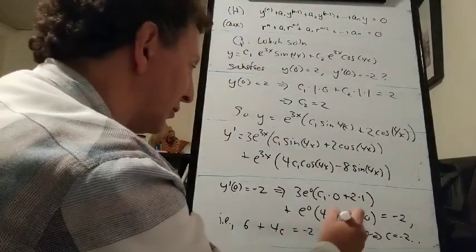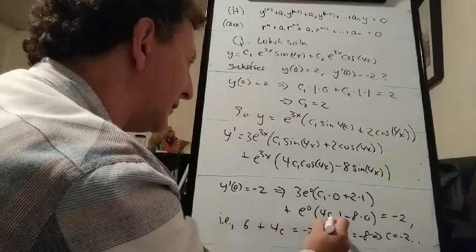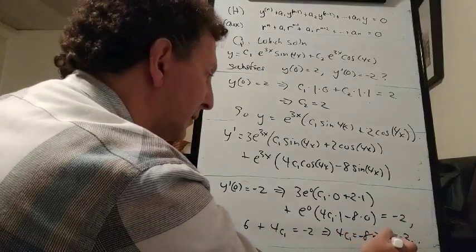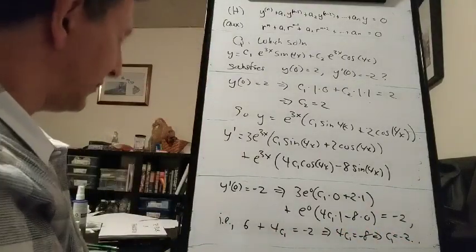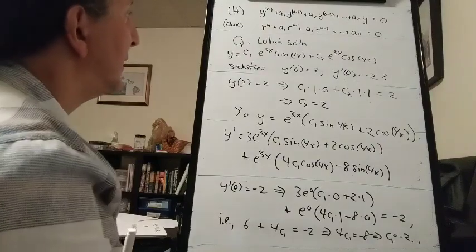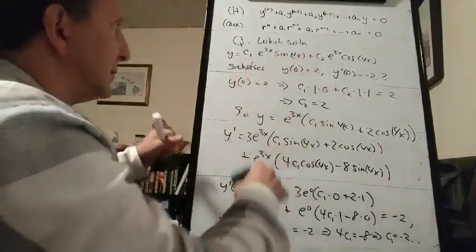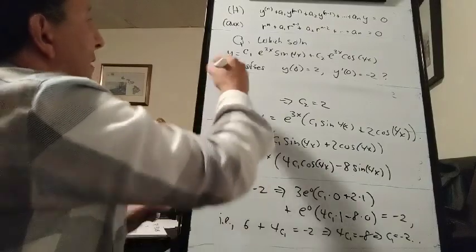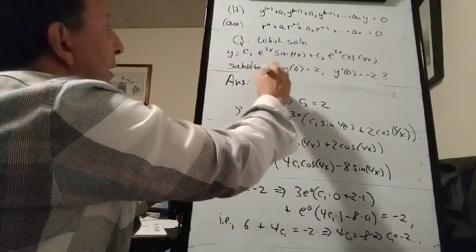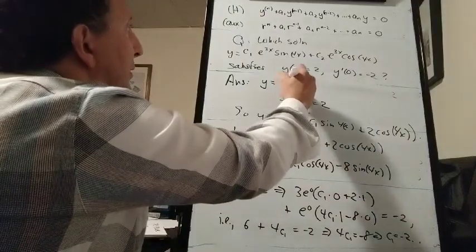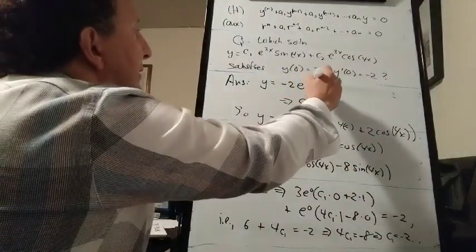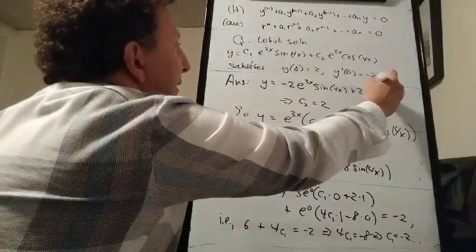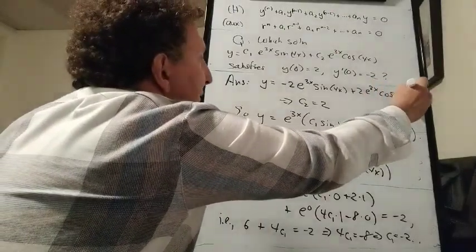Oops, well, this is c2. Oh wait, we solved for c2 before. This is c1 where I forgot the subscript. So c1 is negative 2. So the solution is y equals negative 2 e to the 3x sine of 4x plus 2 e to the 3x cosine of 4x.